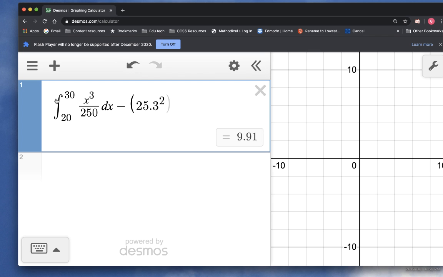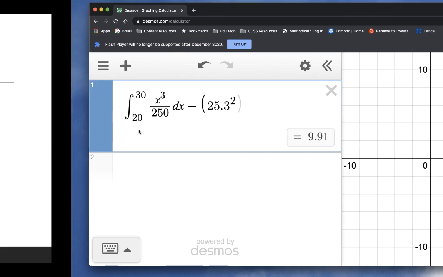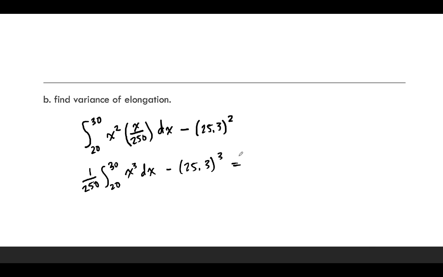Okay, so note I did write the 1 over 250 here. That's just a habit I have from calculus. You're free to do that, or you're free to leave the 250 in here. Okay, so let's go back here. We've answered another question, and our variance is 9.91.